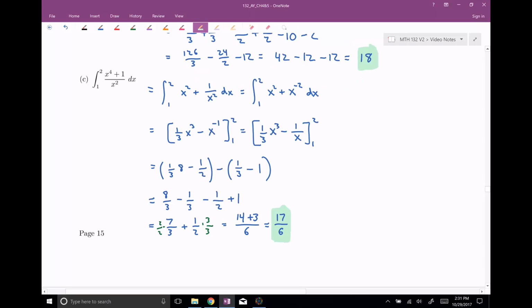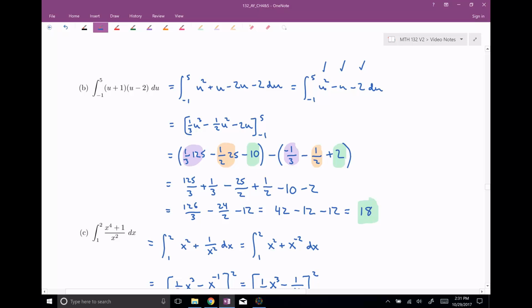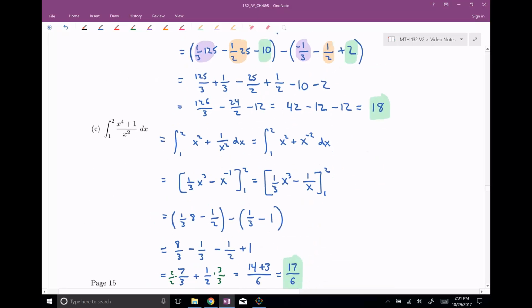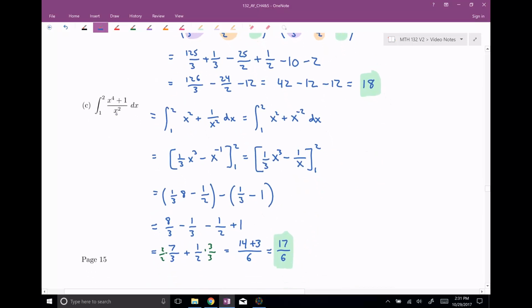All right, so here's my work. Let's go over this step by step. So again, there's no quotient rule, so I need to go ahead and simplify. Similar to how I FOILed this out in the previous example, I'm going to go ahead and distribute my division by x squared. So x to the fourth divided by x squared, that's going to be x squared, and 1 divided by x squared is just 1 divided by x squared. I can rewrite this as x to the negative second power, getting ready for the power rule for antiderivatives.